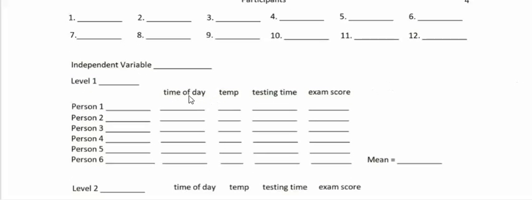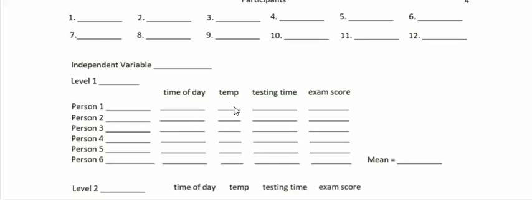Next, you need to pick a specific time of day, like 9 a.m. or 10 a.m. And that's going to be for each person. So each person has to have their time of day that they're tested. This would be the time of day that person 1 is tested at. This would be the time of day that person 2 is tested at, and so on.